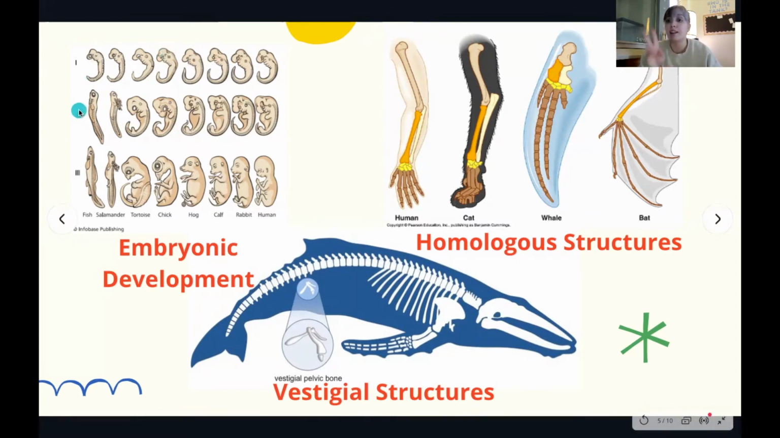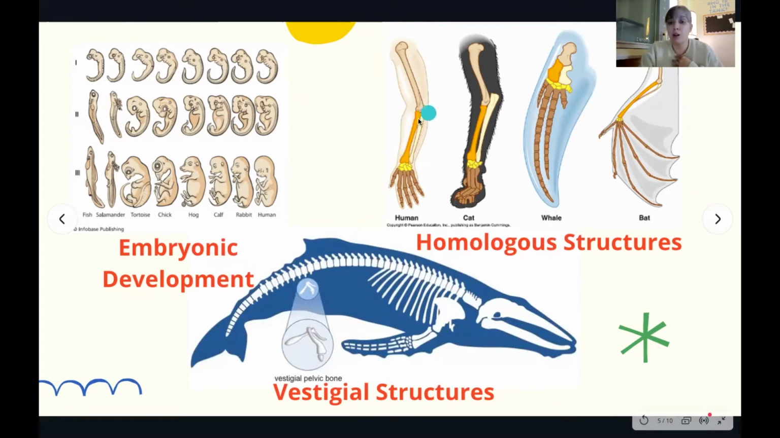However, when we move into the second stage of development, we start to see some distinguishing characteristics in the fish and the salamander. That's because they have certain genes and characteristics that lead them to one path of development, whereas the other organisms go down another. And then in the third stage, you can see some distinctive characteristics for the tortoise and the chick. They still kind of look similar. And then the hog, calf, rabbit, and human have very similar characteristics because they're all mammals. So those will have very similar things.